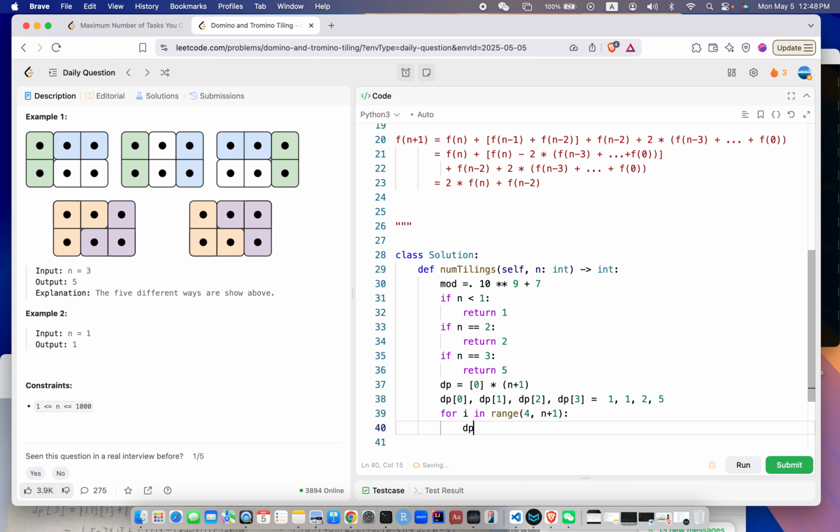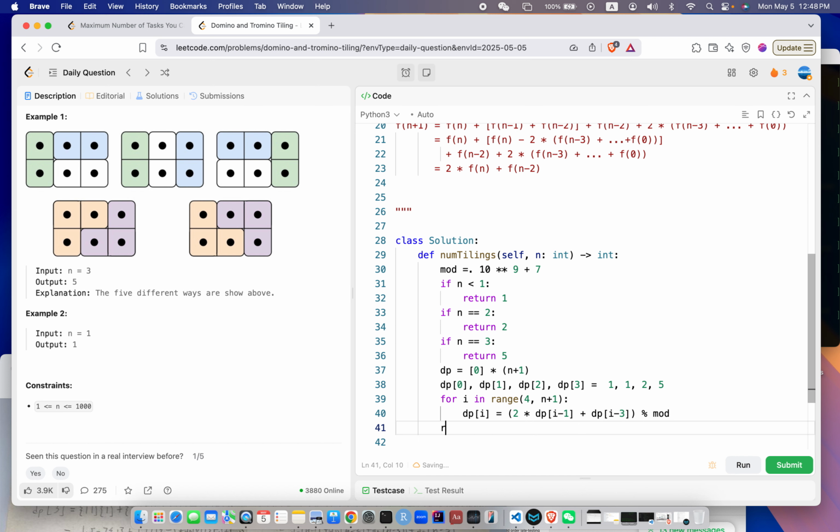And then what we do: dp[i] equals 2 times dp[i-1]. Because our i is starting from 4, this i minus 1 is at most 3, so it's already initialized, so it's okay, right? So dp[i-3], because i is greater than or equal to 4, so i minus 3 is greater than or equal to 1, right? But let's not forget to modulo this by the constant. And then we just need to return dp[n]. So this will be the full code for this problem.